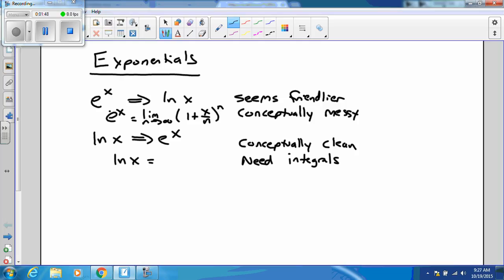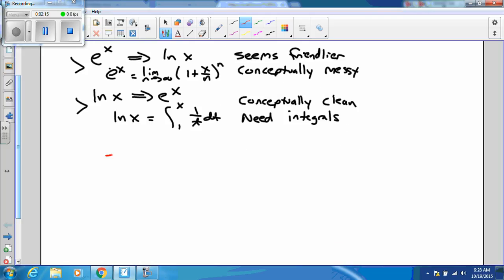But if you do this, then you end up defining the natural log of x as the integral from 1 to x of 1 over t dt. And of course that requires the whole machinery involving the fundamental theorem of calculus and definite integrals and all that. So we're going to do this because this is kind of where we are in life, but my heart lies with the second approach. Well, let's get right to it.